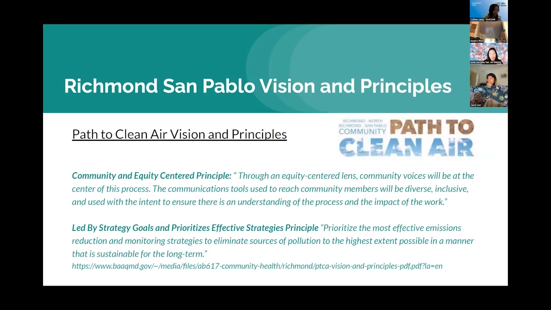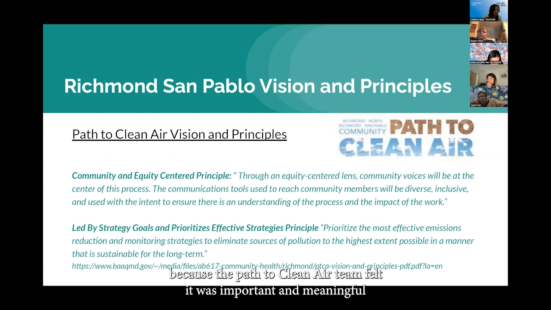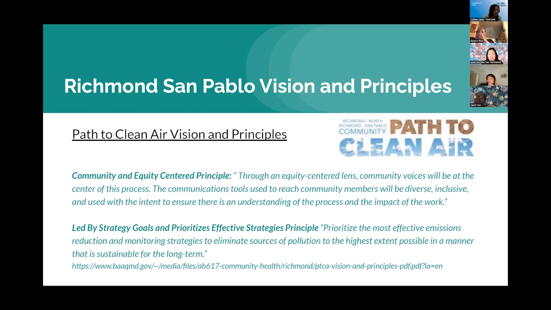Next slide, please. And so we wanted to bring you an example from another Bay Area AB 617 community in our Richmond, North Richmond, San Pablo CERP process, which they call Path to Clean Air. While it's not a requirement for a CERP to have vision and principles, the Path to Clean Air team felt it was important and meaningful to involve all the members of their steering committee to help develop the vision and principles, to ground them in what they value and sharing the change they want to see. On the slide below, you'll see a link to their full vision statement and set of principles.